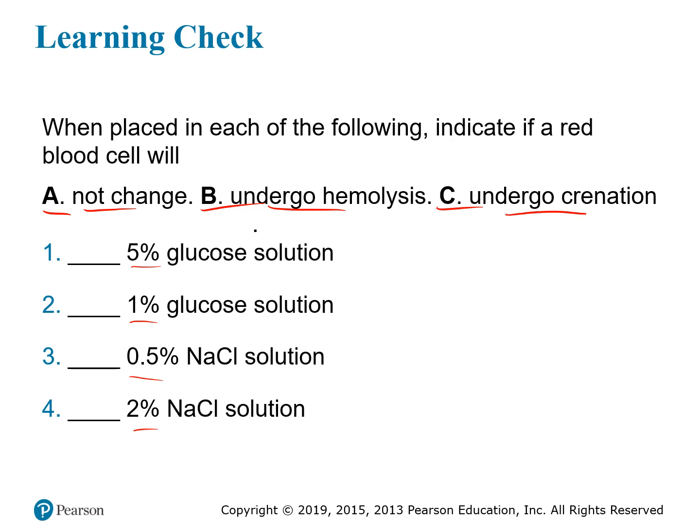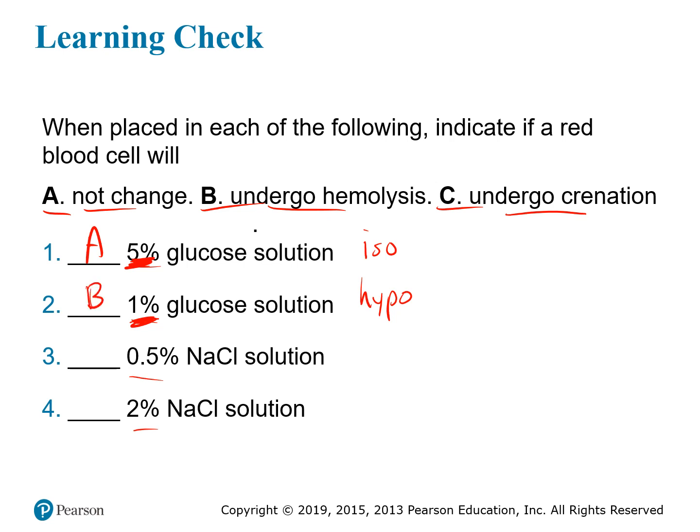Okay, so a 5% glucose solution is actually an isotonic solution. So A would be the answer. There would be no change in the red blood cell. A 1% glucose solution, however, is a lower percentage, right? So this is going to be hypotonic. That means it has less glucose in it than an isotonic solution, right? We saw isotonic is 5%. 1% is less than that. So what's going to happen is that water is going to flow from the solution into the red blood cell to try and equalize the concentrations. And so it's going to undergo hemolysis.